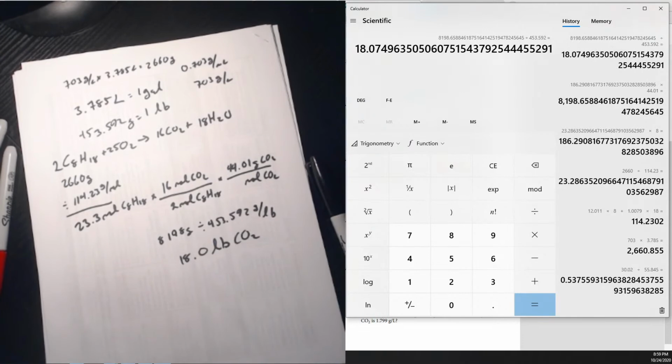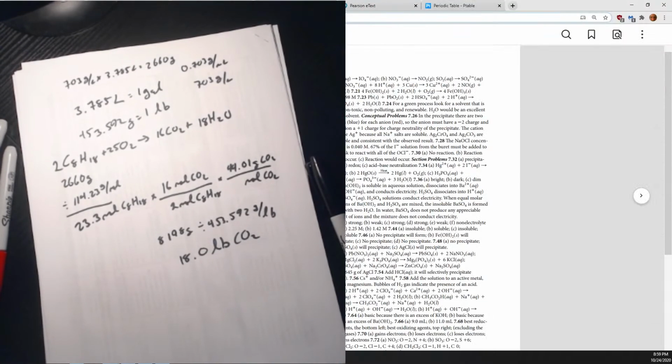Gotta admit, that's a surprisingly large number. I would not have expected that. 126, 18.1 pounds, rounding errors.